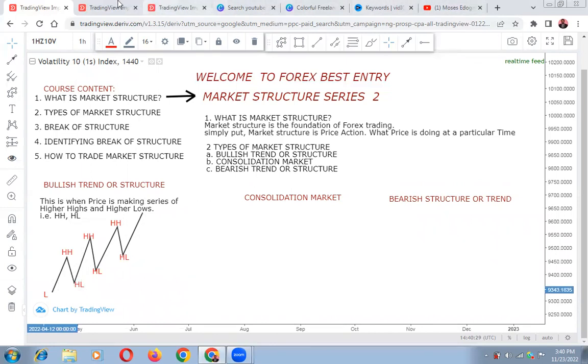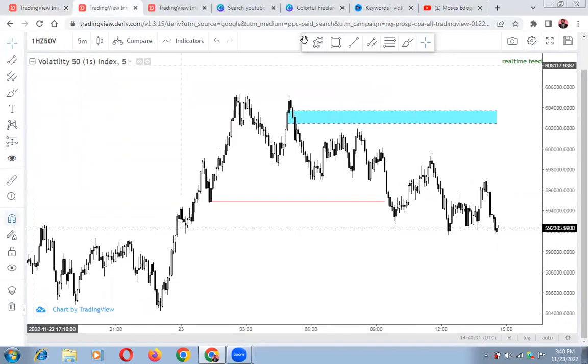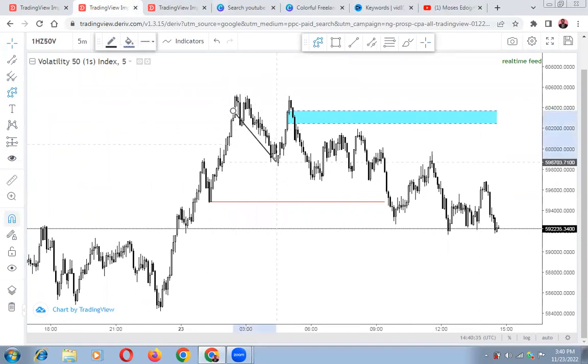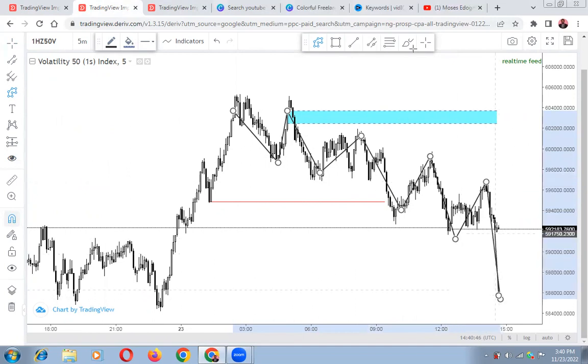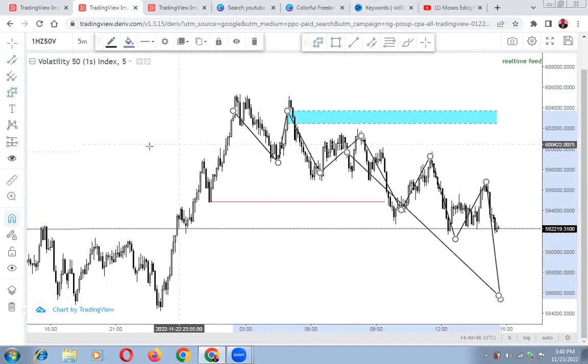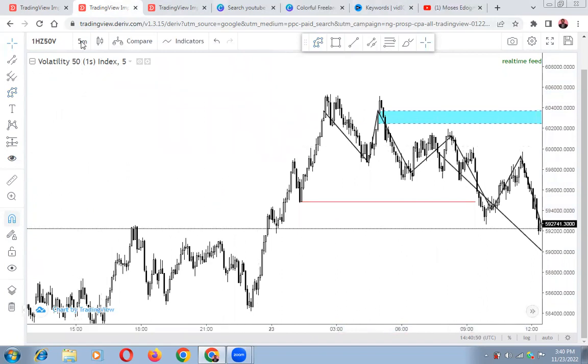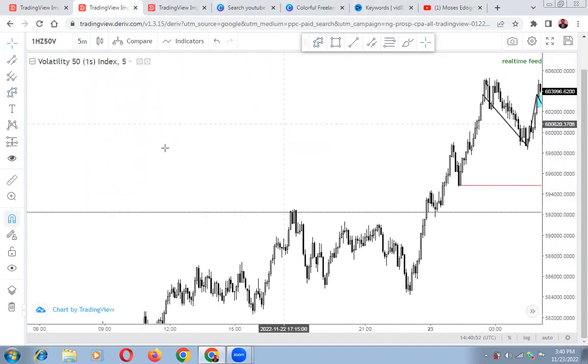All right, let me take you to, let's see, come here. You can see what price is doing here. Price gives us this, this, this, this. This is opposite. This price is going downward, just in that order like that. Okay, this is bearish.